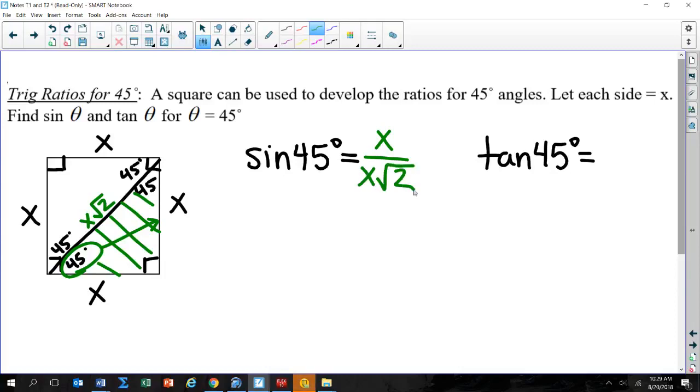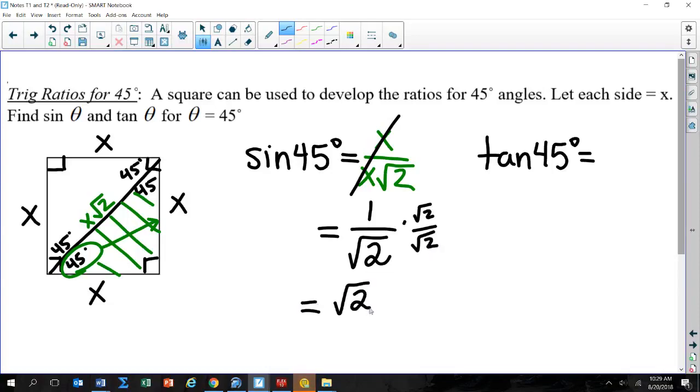Okay, watch what happens. The x's divide out, right, to give us 1. Anything divided by itself is just 1. And then I have to rationalize. Multiply top and bottom by the square root of 2. So I'm going to end up with square root of 2 over 2. That's my answer. Any questions about that? So you'll go ahead and do tangent of 45 degrees for homework.